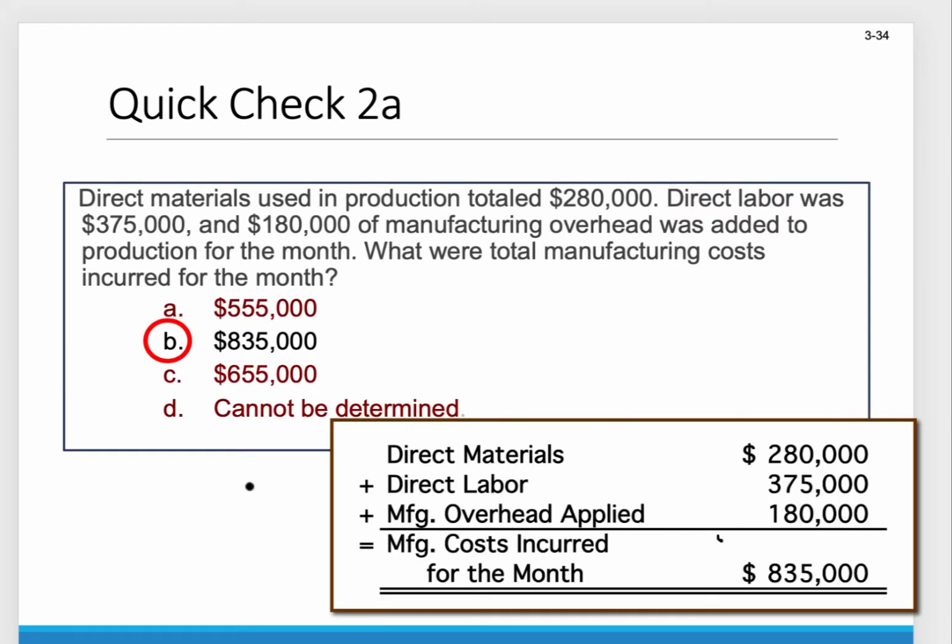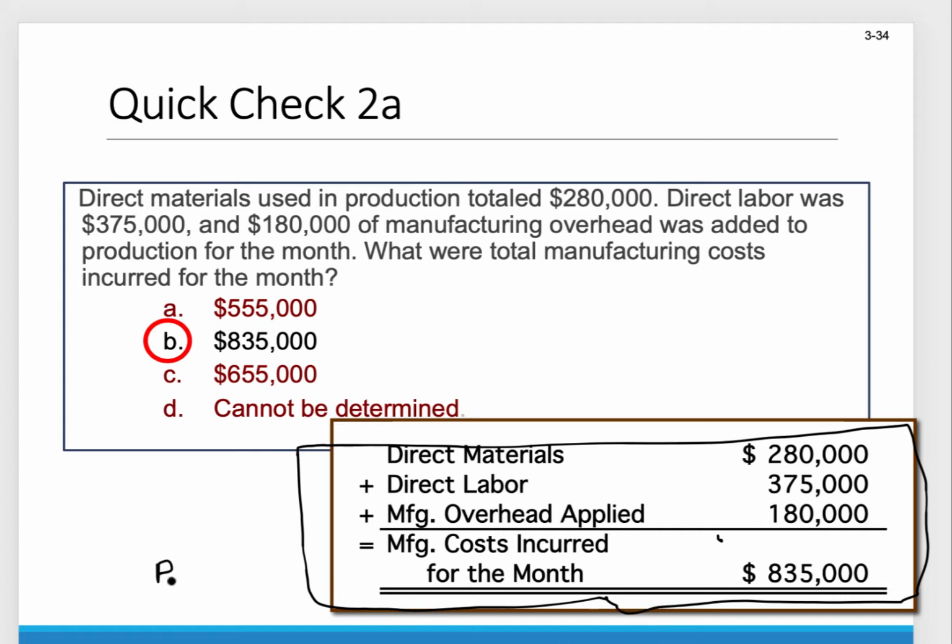It's the same thing we did in chapter 2, right? If I were you, I'd make sure I know this. I know how to get the manufacturing costs incurred for the month, or the product costs, right? Because that's really what it is. Product cost. Okay.